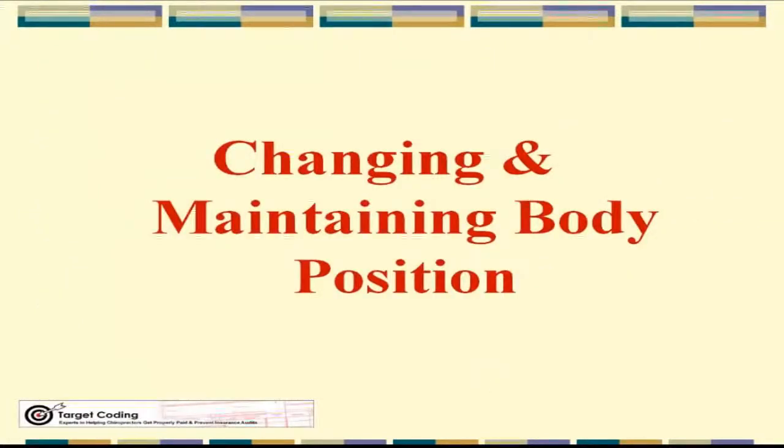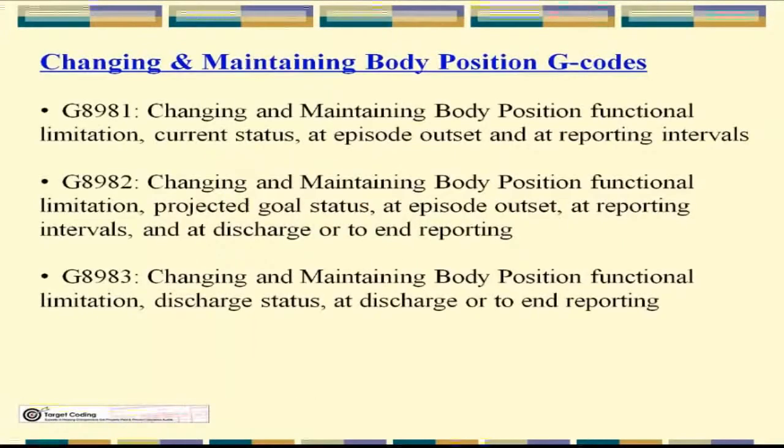Next, changing and maintaining body position. This is the second function. Here are the 3 G codes associated. Each one of these has 3 G codes. Changing body position, the current status is G8981. Changing and maintaining body position at the projected goal is G8982. Changing and maintaining body position at discharge is G8983.